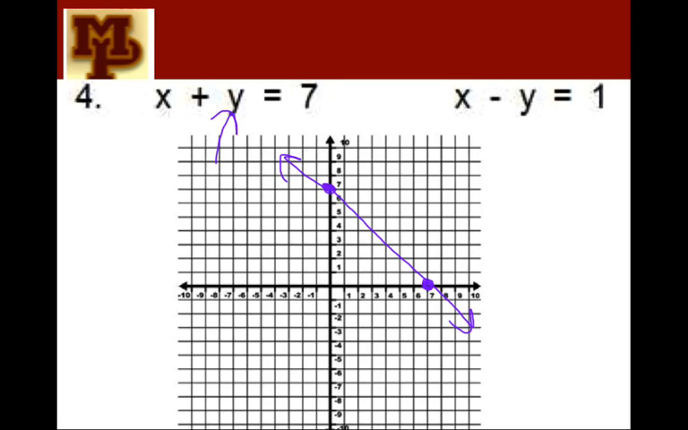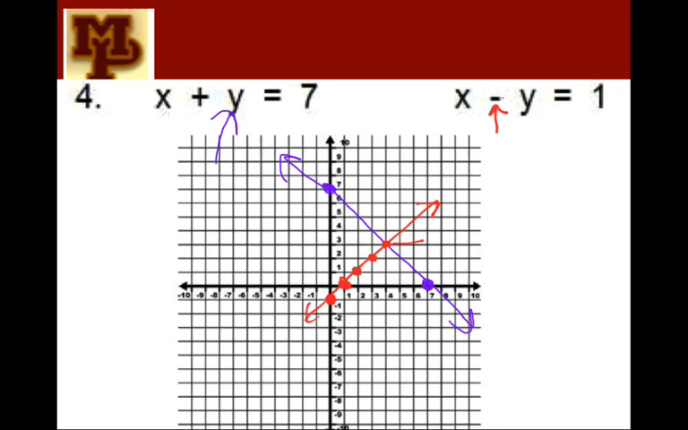So x-intercept, we cover up the y, or put a 0 in for the y, so x equals 1. Right there. And then the y-intercept, you don't want to forget about that negative sign, so the y-intercept is negative 1. Connect the dots, and it looks like they cross at 4, 3.